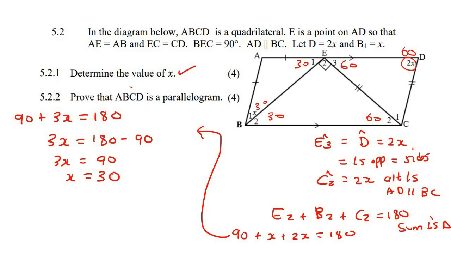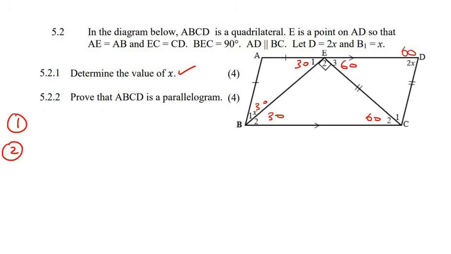The next one says to prove that this shape is a parallelogram. So there are 4 ways that you can prove something is a parallelogram. Let me tell you what those 4 ways are.